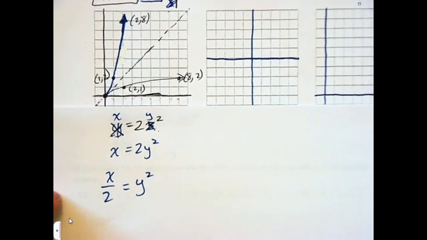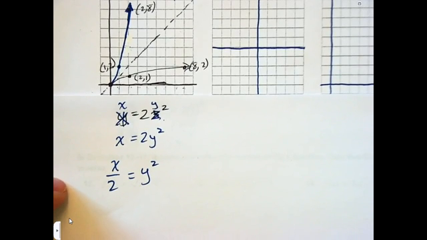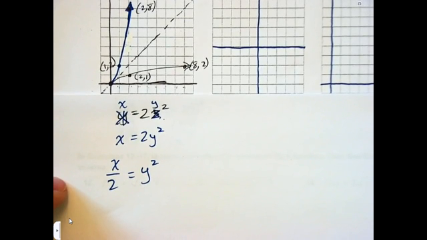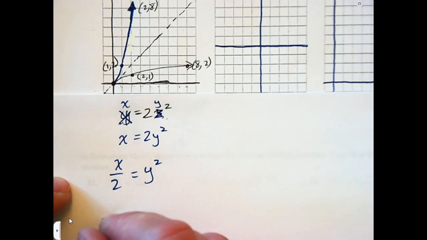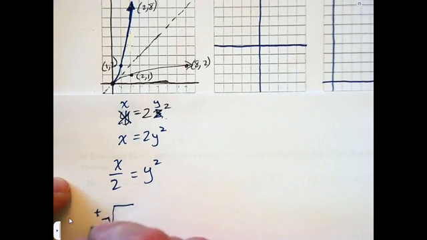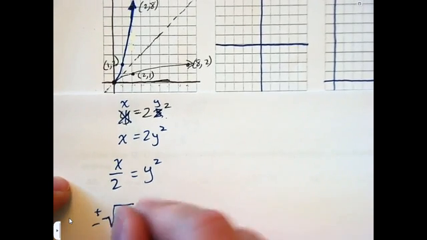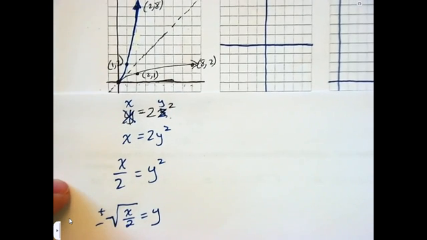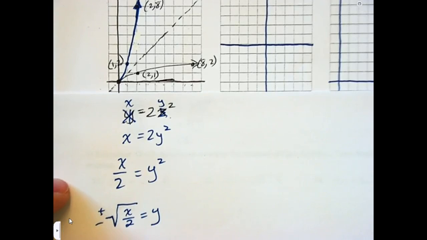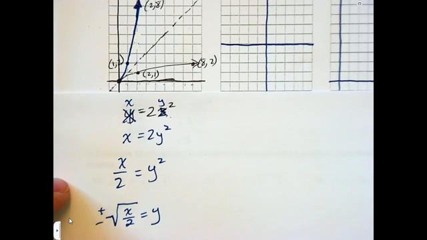Tell your neighbor the next step. Take the square root, right? And it is plus minus square root of x over 2. We're not supposed to have a fraction in the square root, but that's okay. We're not going to worry about rationalizing that right now, at least on this.